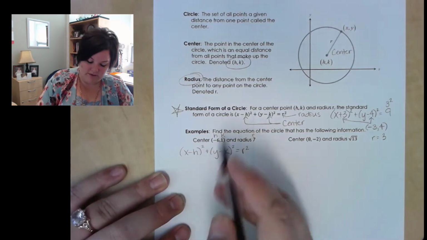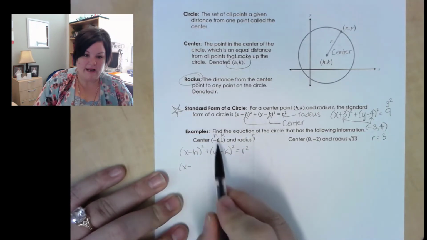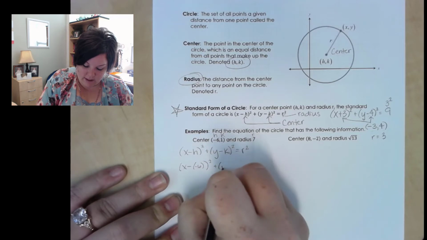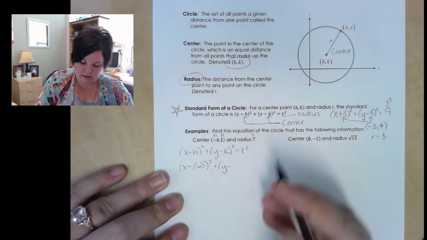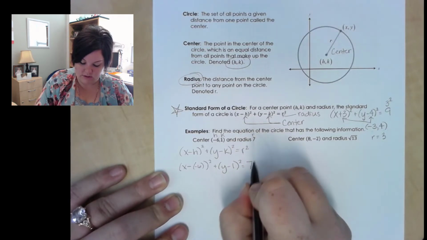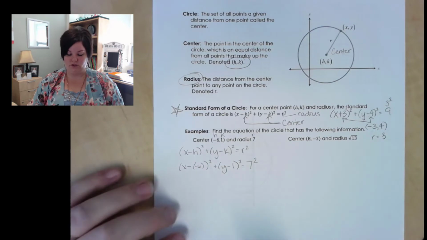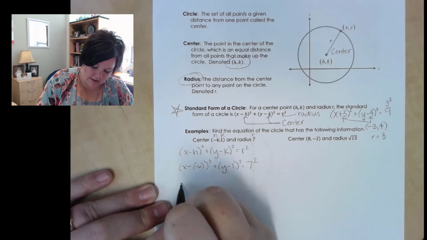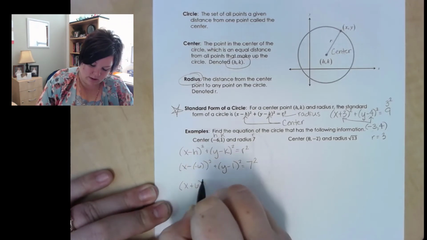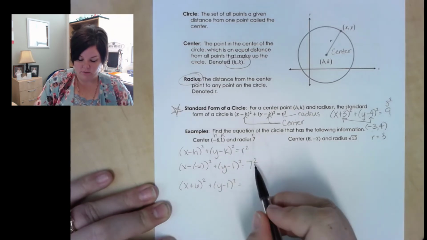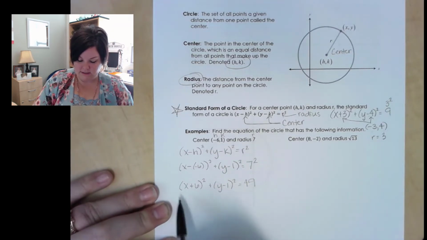So let's go ahead and plug in our values. So we have X minus our H value, which is -6 quantity squared, plus Y minus our K value, which is 1 quantity squared, equals our radius, which is 7 quantity squared. Okay, and then all we have left to do is to simplify this a little bit, right? Double negatives on the inside here are going to make this an X plus 6 quantity squared. And then I'm going to go ahead and multiply my 7 squared, which is 49. So this is the standard form of a circle.